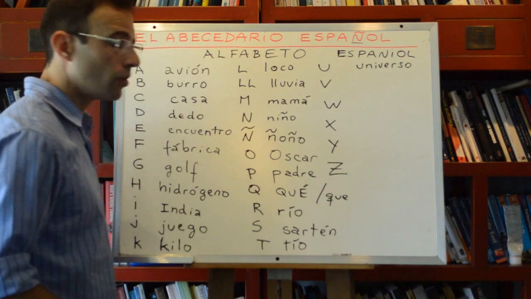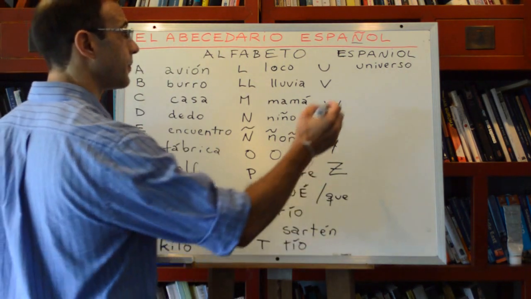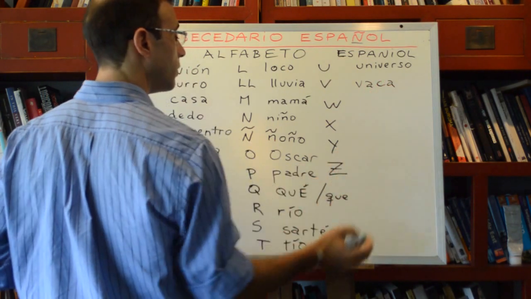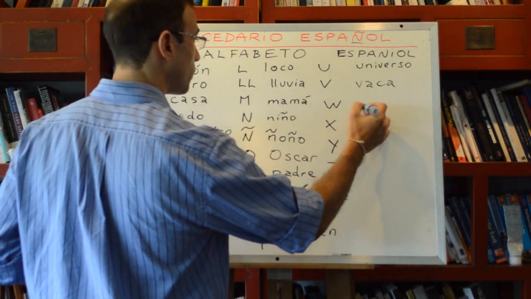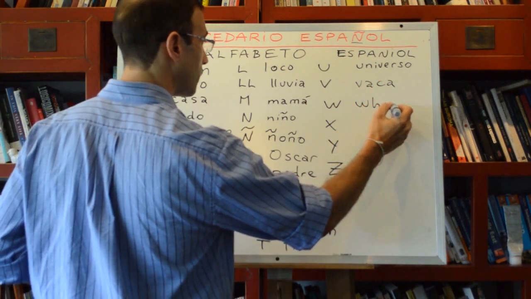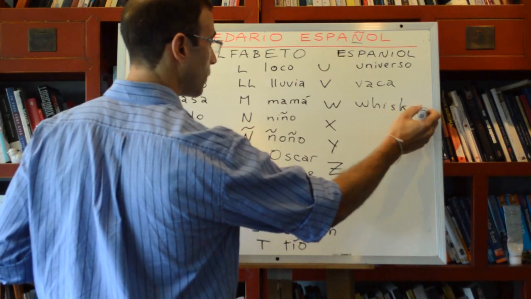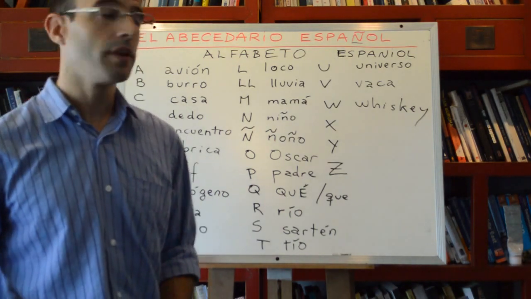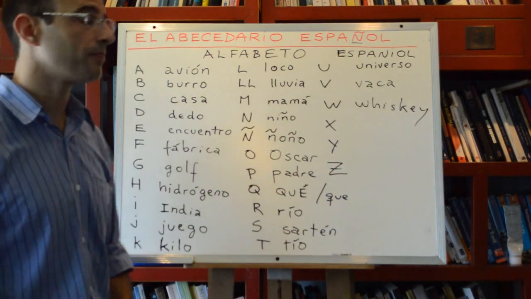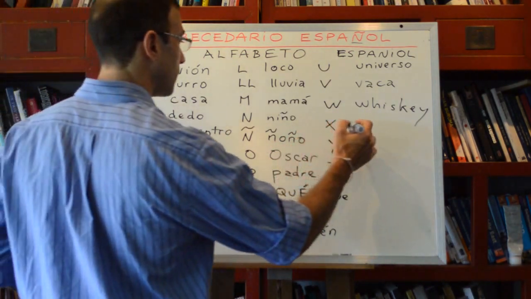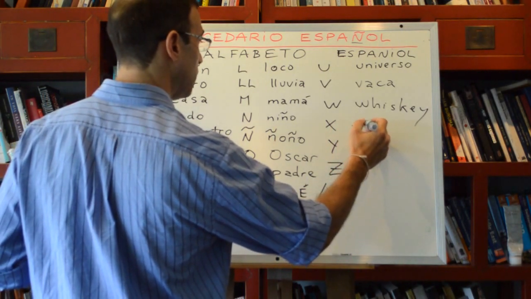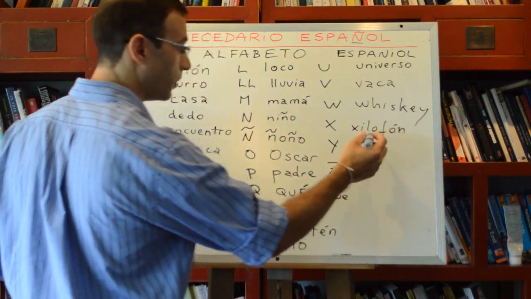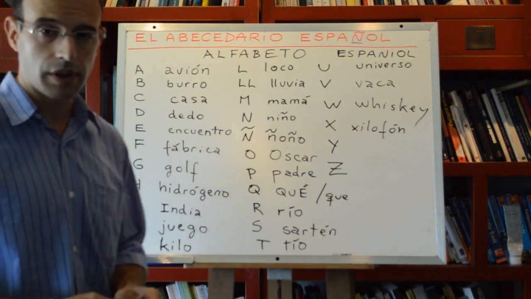Universo, for universe. Vaca, for cow. Whiskey. Okay? Whiskey. It's a foreign word that is accepted in Spanish. Xylophone, for xylophone. Okay? The musical instrument.